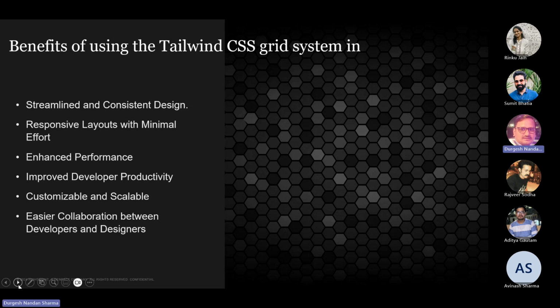Next is customizable. The Tailwind configuration file allows you to tailor the grid system to a project's specific needs. You can adjust default settings like the number of columns, gap, breakpoints, etc. Another one is easier collaboration between developers and designers. Tailwind's utility-based approach simplifies the collaboration. Designers can use the Tailwind utility classes to communicate layout and spacing more efficiently.